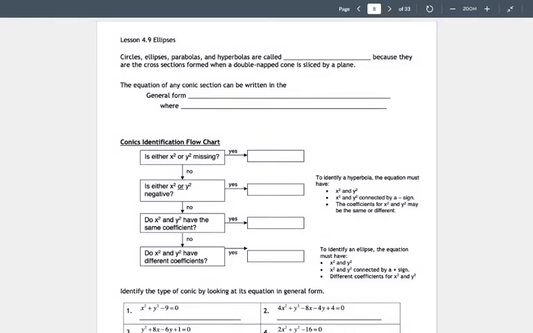All right, now we're going to do notes over ellipses. An ellipse is just another one of our conic sections. Remember, our four conic sections we're going to be talking about are circles, ellipses, parabolas, and hyperbolas. Those are all called conic sections. Sometimes we abbreviate it and we just say conics. And that's because they're cross sections formed when a double napped cone is sliced by a plane.